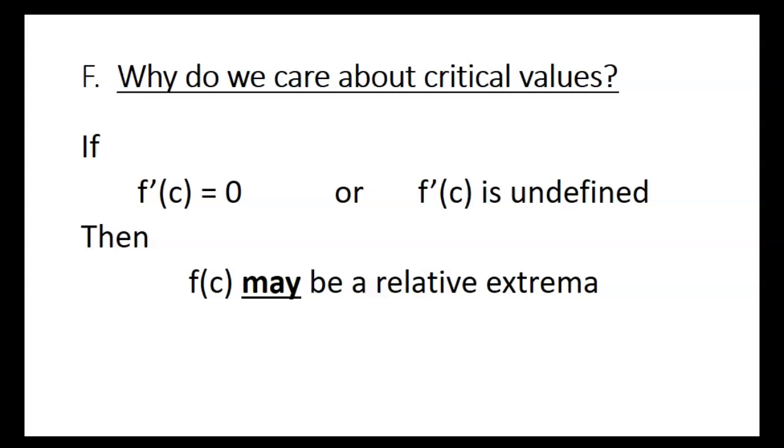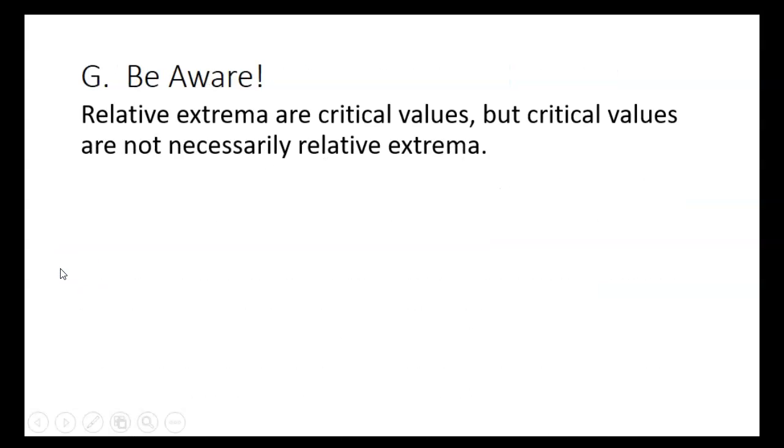Why do we care about critical values? Because if f prime of c equals 0, or if f prime of c is undefined, then that may be where one of the relative extrema is. That may be the highest or lowest point on the graph. But be aware, like I said before, relative extrema are always critical values, but critical values are not always relative extrema. So just because you find a place where the derivative is 0 and a place where the derivative is undefined, it may not be a relative max or a min. You have to test to see if it is, and we'll talk about how to do that later.